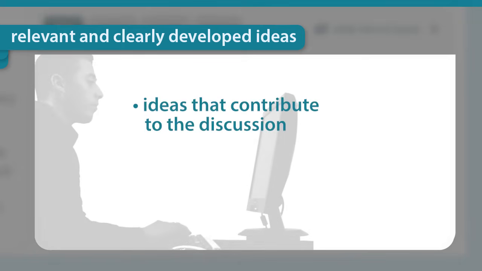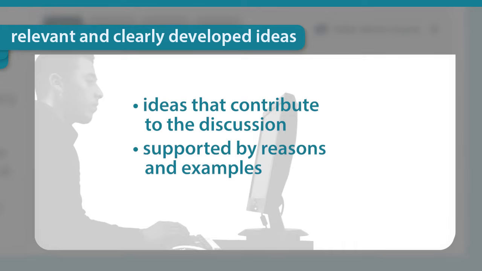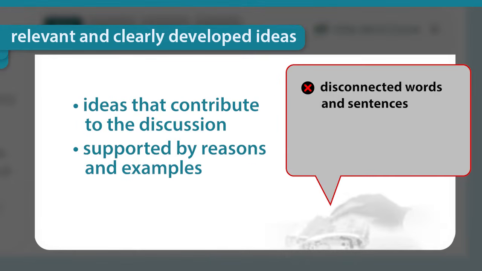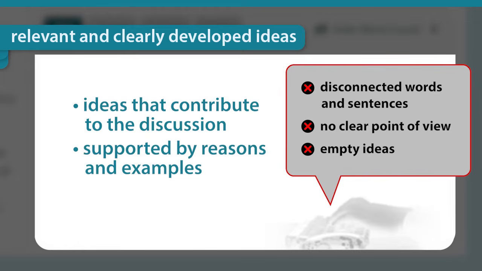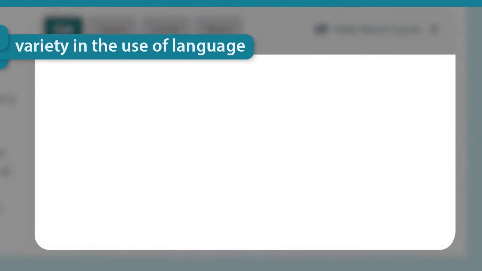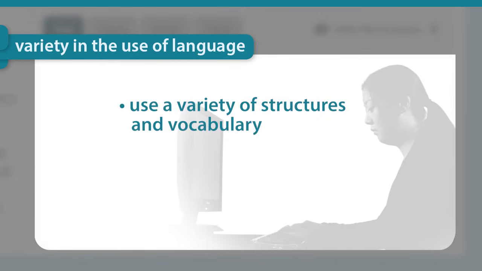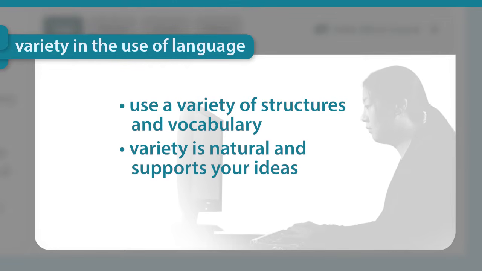The raters are looking for ideas that contribute to the discussion and are well supported by reasons and examples. If you just use a lot of words and sentences that are not well connected and do not support each other, or that don't add up to a clear point of view, or if you develop empty ideas, you'll receive a low score. Second, variety in the use of language. The raters are looking for evidence that you can use a variety of structures and vocabulary. The variety should be natural and support your ideas.